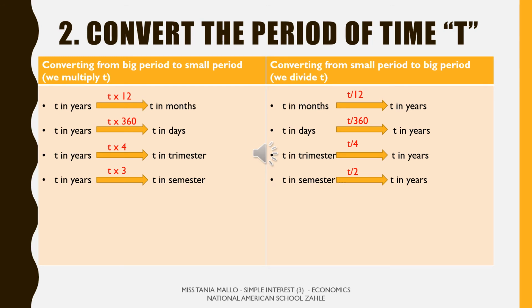When converting from years to months, I have to see how many months I have per year. I have 12, so I multiply T by 12, and so on. When I'm converting from, for example, days to years, I divide, and I see how many days I have per year. I have 360, so I divide T by 360.